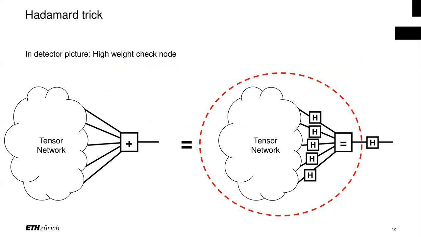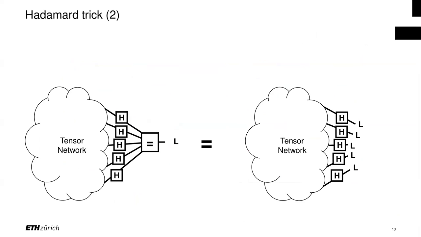there's this kind of Hadamard transform identity that you can replace a check node by a delta node if you put a Hadamard in every one of its legs. And then instead of contracting the whole tensor network, we just contract this red circle around it here. And then if you fix the value of the logical operator here, you can put it onto every individual local site. So you dissolve the high weight check into local things.